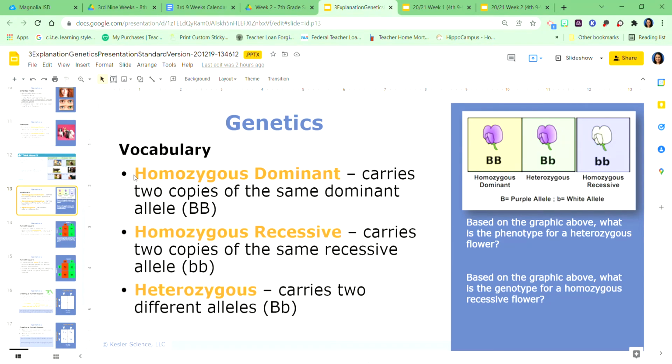So another way to think about it is homozygous. Homo means same, so that means those alleles are going to be the same, either both capital or both lowercase, depending on if it's dominant or recessive.